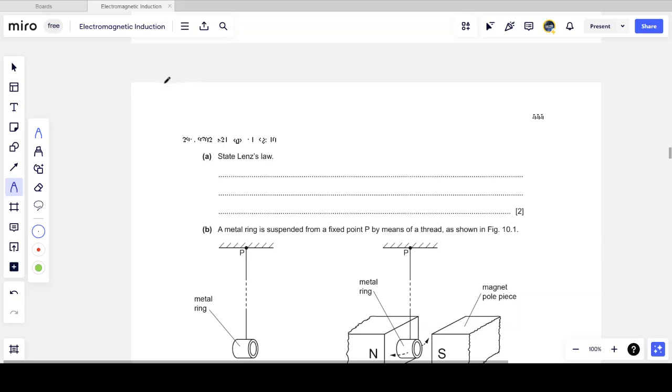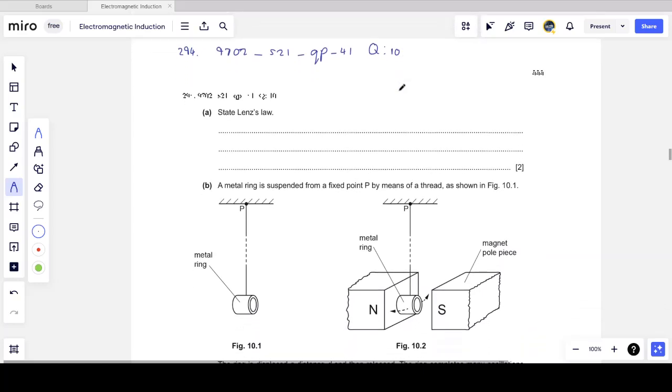The next question we'll move on to is numbered question 294, and this is subject code 9702, which is A-level physics, summer of 21, which is May-June 21, and this is question paper 4.1, question number 10. So you can see it regularly comes later on in paper 4. And it says state Lenz's law.